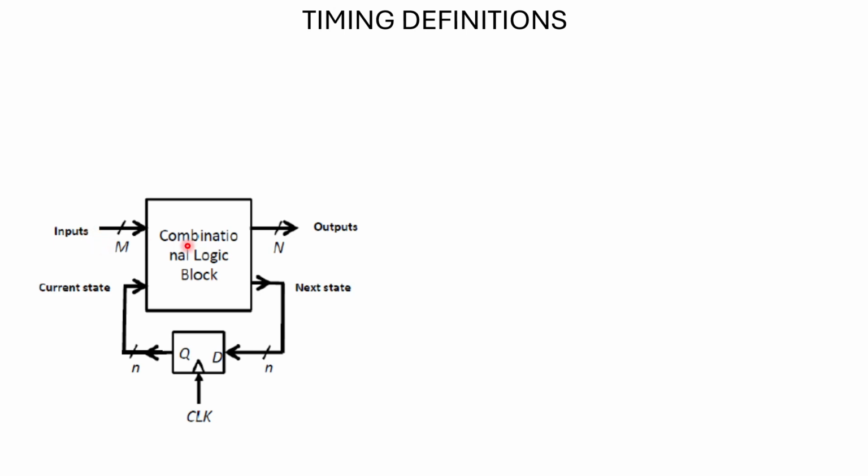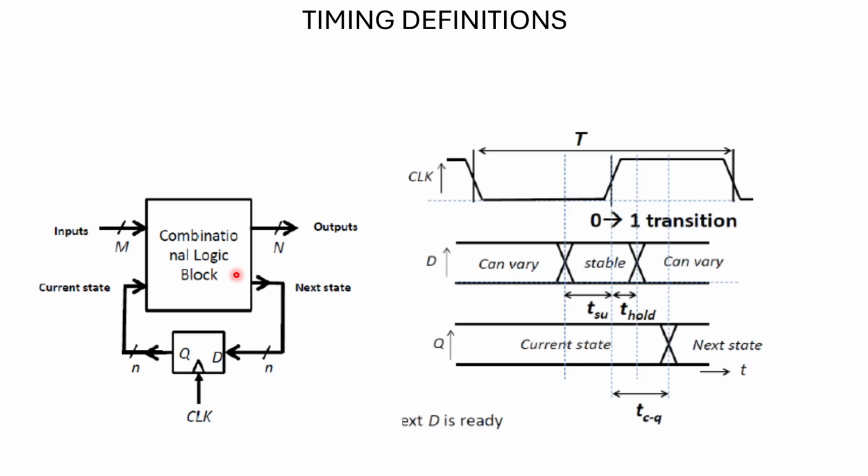So I have input M, I have my output N, and the next state having N Boolean variables, which is sampled only at positive edge triggering. Now let's talk about some waveforms here. We have a clock, and this is your 1 to 0 transition. Here nothing will happen, and this 0 to 1 transition is of interest for us.